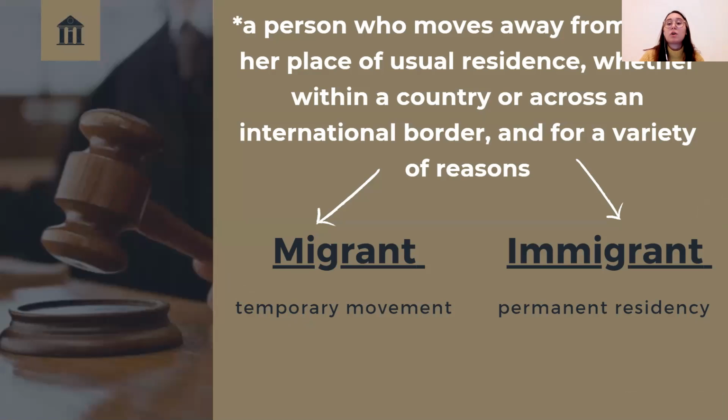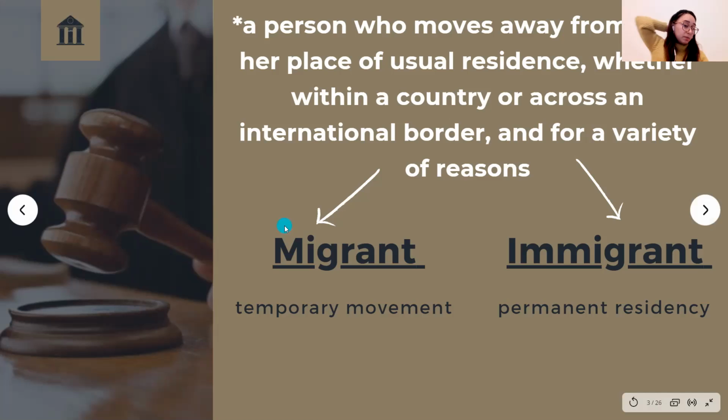The reason that I pointed out "within a country or across an international border" is that for the migrant or the immigrant, the person does not have to change location, for example from Turkey to another country. It can happen within the country as well. That's why we mainly use the term internally displaced person, but it has a different understanding from the migrant and immigrant terms. So I will just skip that one.